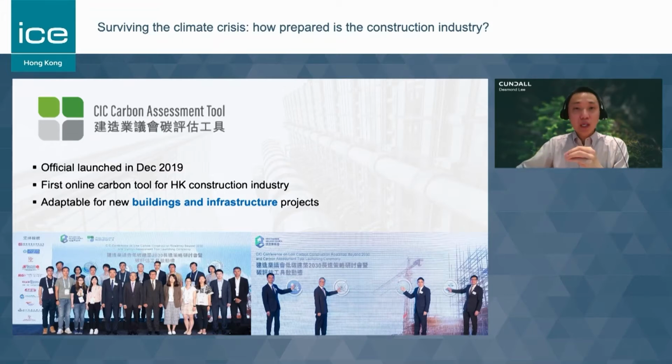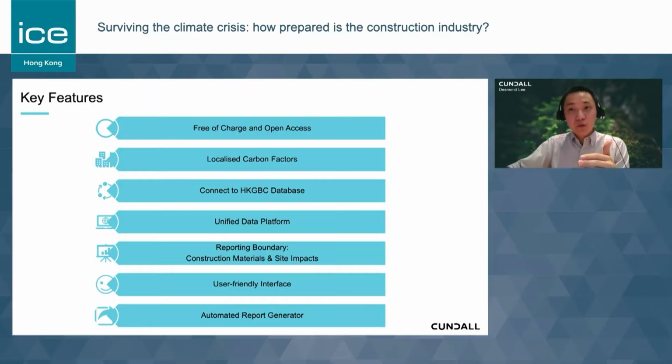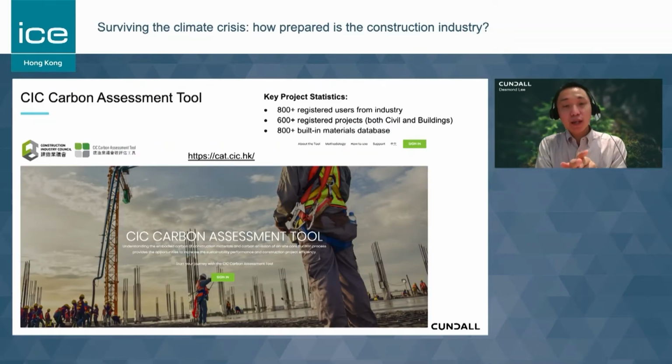This is a free online platform tool for everyone in the industry to reference to carry out a carbon emission audit for the project by applying a localized carbon factor, especially for the transportation carbon factor and also the site impact carbon factor. It's also connected to the CIC carbon assessment, the GBC database. I'll go through this later on. This is what the web page looks like, and that's the URL, so everyone can go and have a look at it.